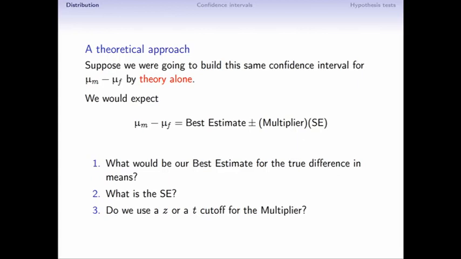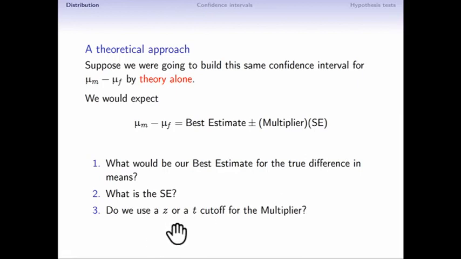And so now the question is, we're going to see this same form replicated. The question is, what is it going to look like in this particular context? So let's see if we can answer these questions. What would be our best estimate for the true difference in the means? Well, it would be the difference in the sample means taken in exactly the same order. That's our best estimate. What is the standard error? We'll construct a theoretical formula that will tell us how to get that standard error right out of the samples.